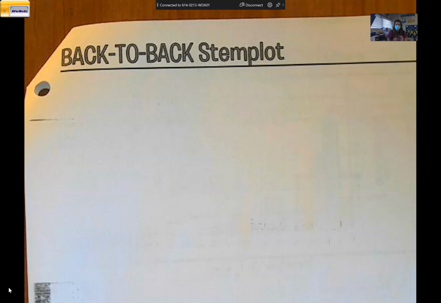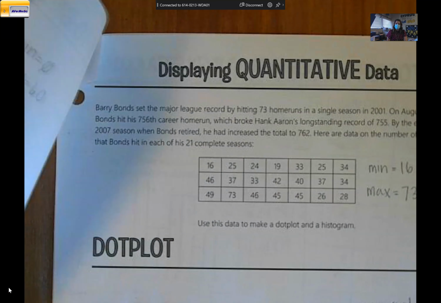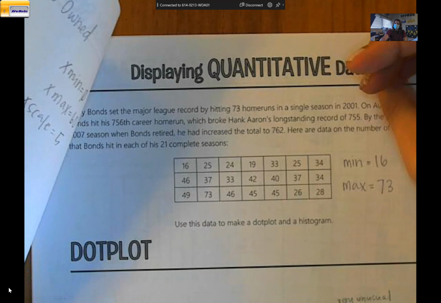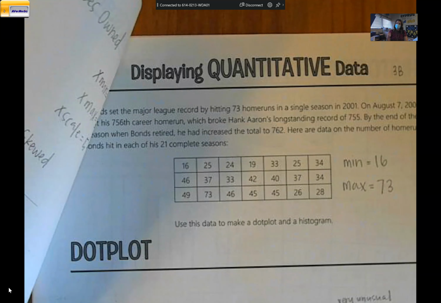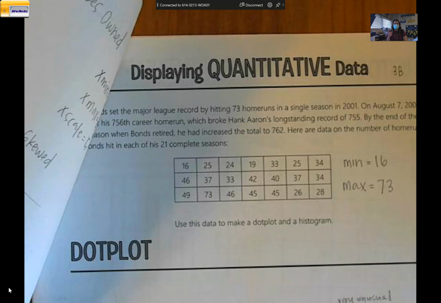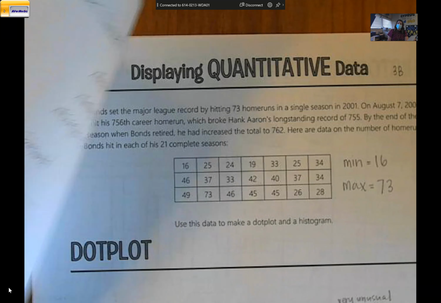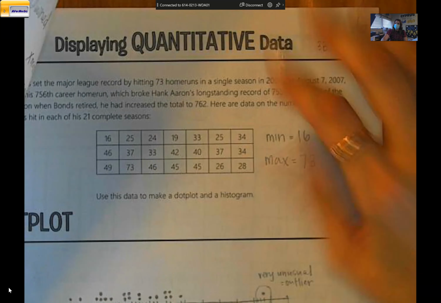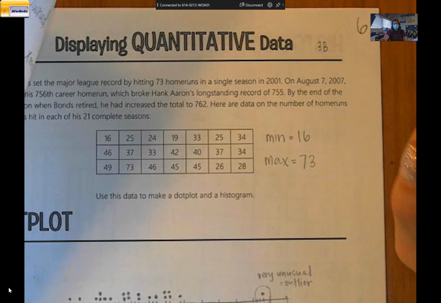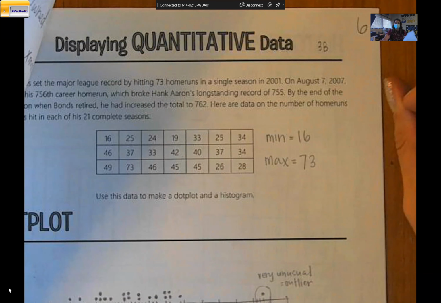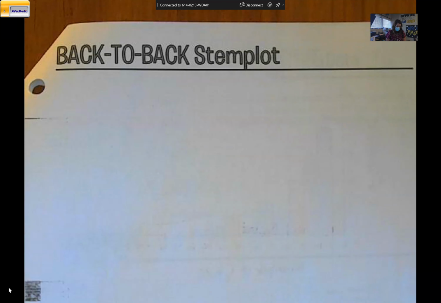Okay, so we're nearing the end of our quantitative data part of this unit. It feels like we've been in this part forever, but I don't want you to forget that we've also gone over categorical data, and now we've been spending quite a bit of time in quantitative data. And the last two things that we have to talk about are box plots and comparing distributions. So what we're going to talk about today is comparing distributions.